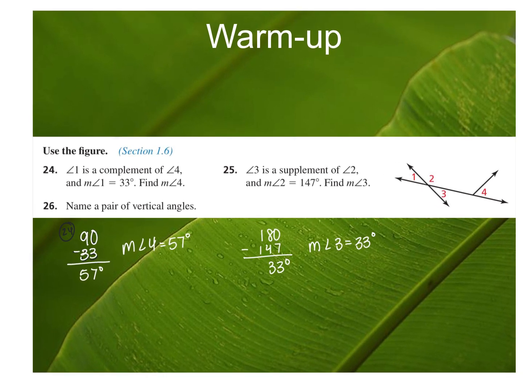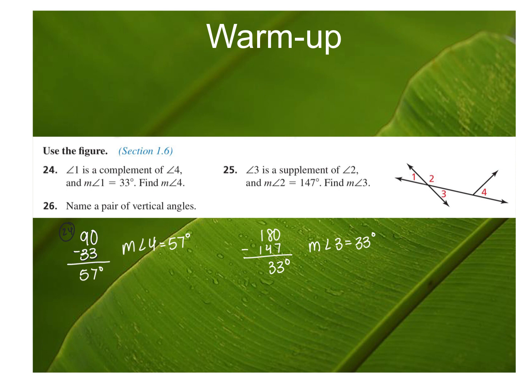Number 26. It says name a pair of vertical angles. Who could tell me what vertical means? Anybody remember what vertical means? We're going to cover it this lesson again. What would the answer be for this one? Angle 1 and 3. All right, angle 1 and 3. What do we know about angle 1 and 3?